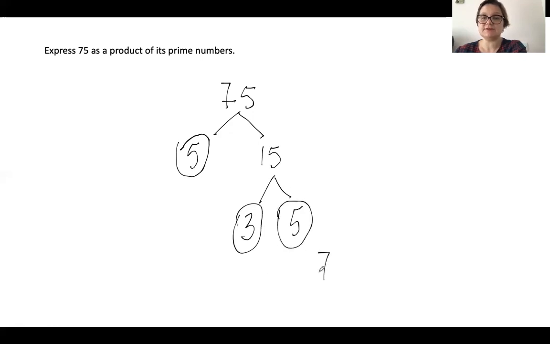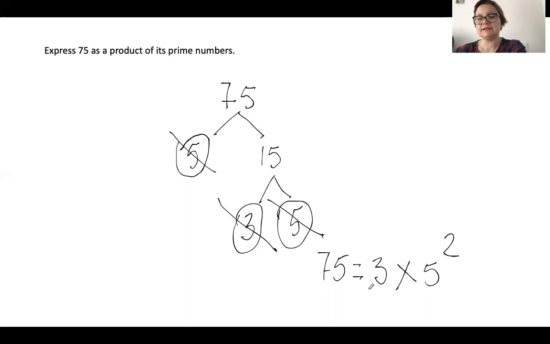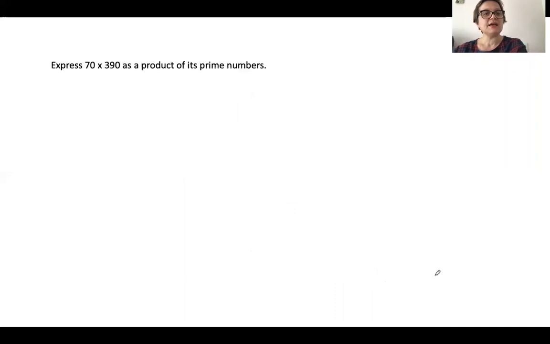So 75, now write the answer. 75 is going to be a multiplication of 3. Always I begin with the lowest one and I cross it out, times 5 to the power of 2, because I have one 5 here and one 5 here, 5 to the power of 2. And both of them make 75. And if you try, 5 to the power of 2 is 25, 25 times 3 makes 75. Here I have a product of two different numbers.